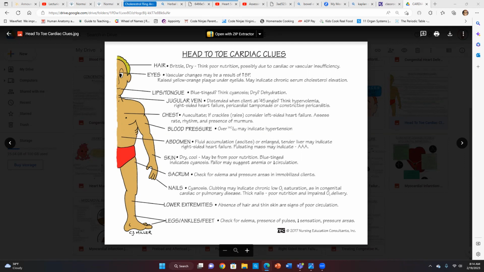Okay, so you definitely need to know that about those cholesterol deposits on the eyes and the arcus senilis. Okay, so if your patient has blue tinge around the mouth, that is circumoral cyanosis, and they can have blue tinged fingertips and toes. You're going to see that a lot with left-sided heart failure patients.